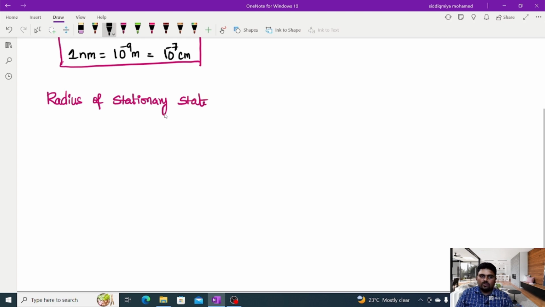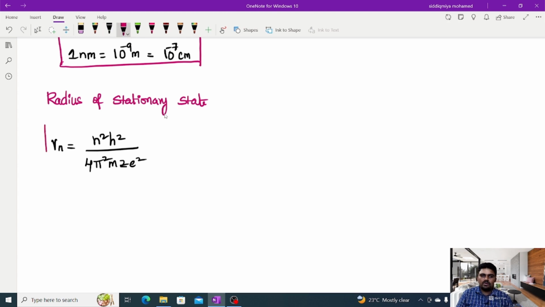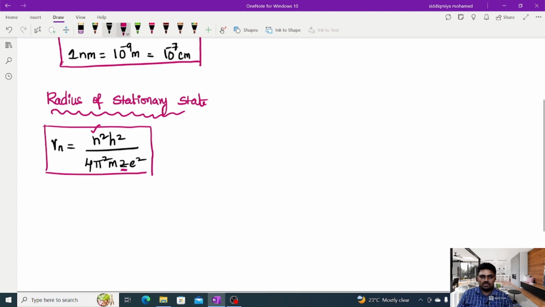This radius of stationary state formula is Rn is equal to n square h square by 4 pi square m Z e square. Generally this is the formula. Once you observe this, except n square, which means the shell number, and Z, remaining all are constants.